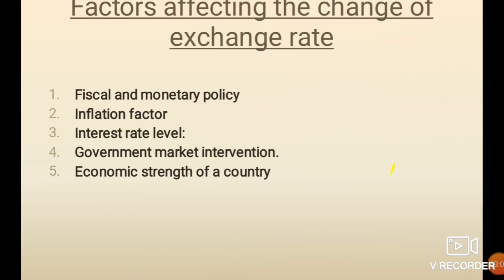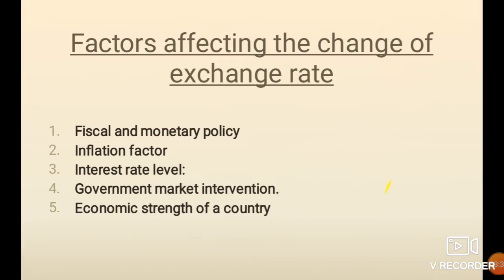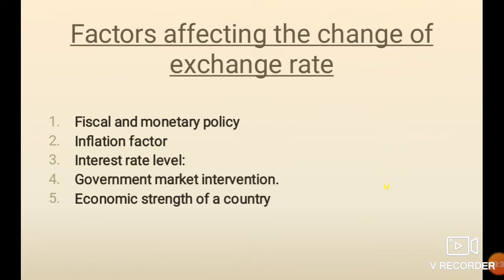Inflation rate is related to the money supply, friends. If there is inflation in our country, our export and import also decrease. The same applies to the interest rate level. If the interest rate level increases in our country, then our inflow increases, and if the exchange rate decreases, our outflow increases. So inflow and outflow are related to the interest rate market. And government market intervention: it means if the government intervenes in the market, the exchange rate may be floating, may be fixed. So it also impacts the exchange rate.